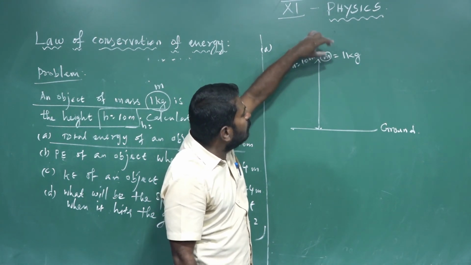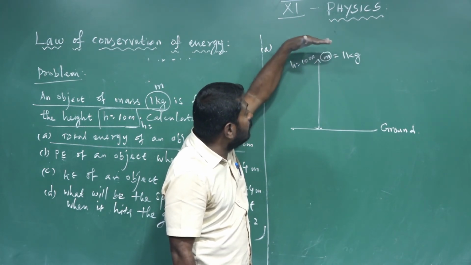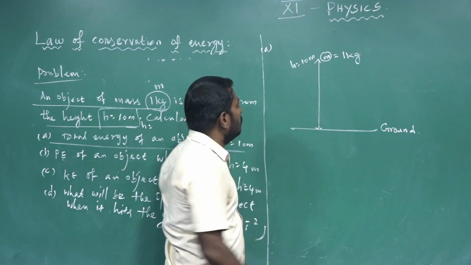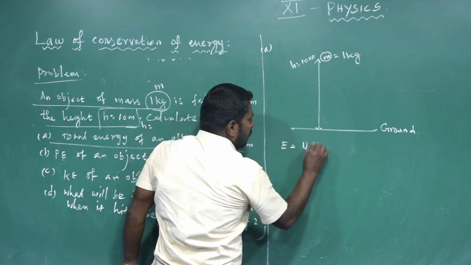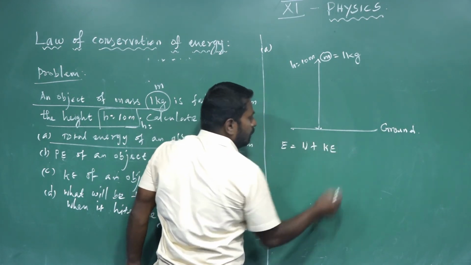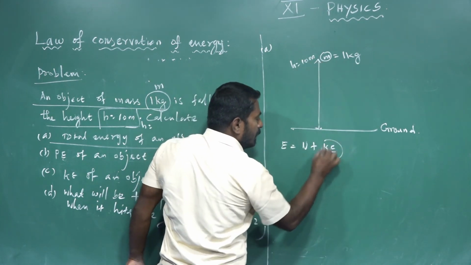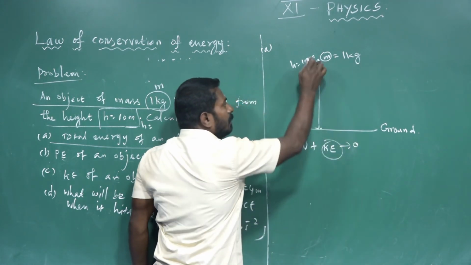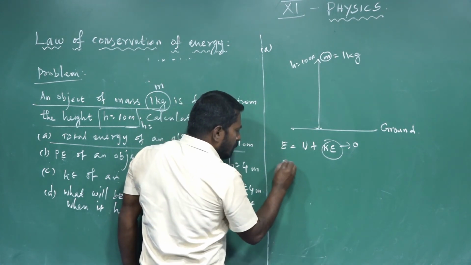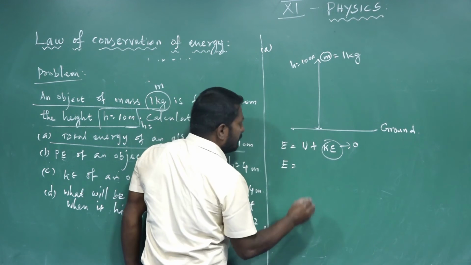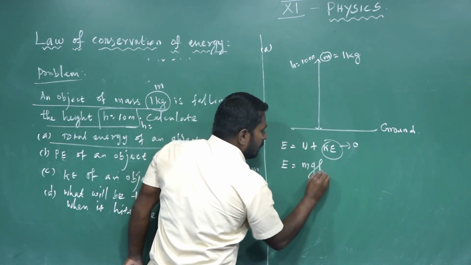The total energy of the object is wholly potential if the object is placed at a height of 10 meters from the surface of the ground. The total energy E is equal to potential energy plus kinetic energy. Here, at the maximum height of 10 meters, kinetic energy is 0 because at the maximum height the velocity of the object is 0. So the total energy at the maximum height, E, is equal to the potential energy mgh.